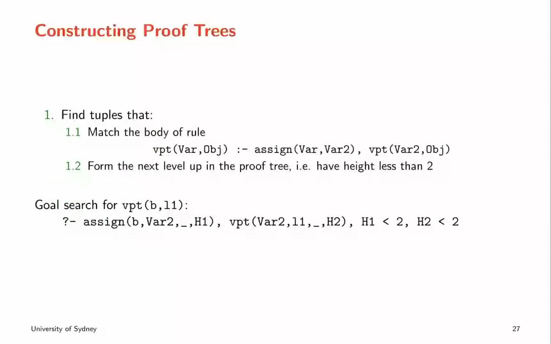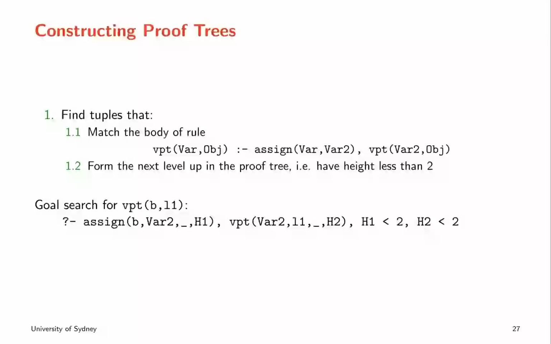So this problem can be expressed as a goal search. Here, for example, we have a goal that contains 2 predicates, which basically encodes the body of the rule. So we have that the variable var takes a value of b, which we know from our query tuple, and the variable object takes a value of l1. So we have the free variable var2, and we also have these 2 constraints that say that the heights of these tuples should be less than 2.